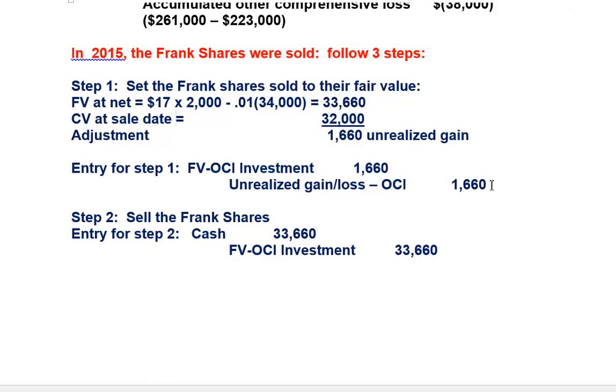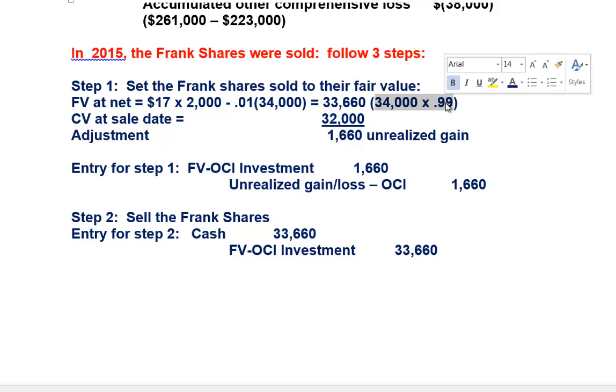So now, that's $34,000 that we'd get for the shares, less 1% of that $34,000. So that's going to give us $33,660 as the fair value. Some students might do it as $34,000 times 0.99 because you realize that's 100% of the investment minus 1%. That would give you 99%.